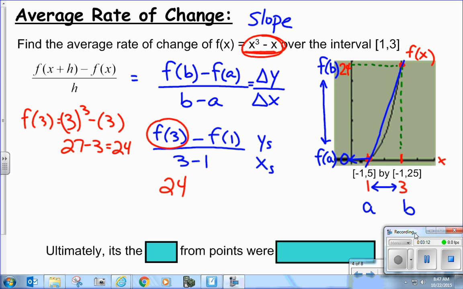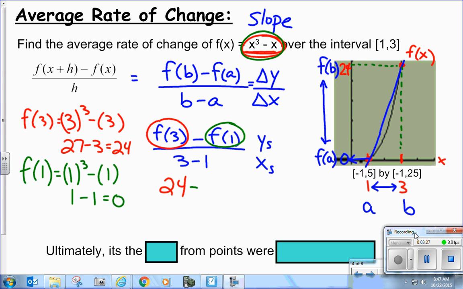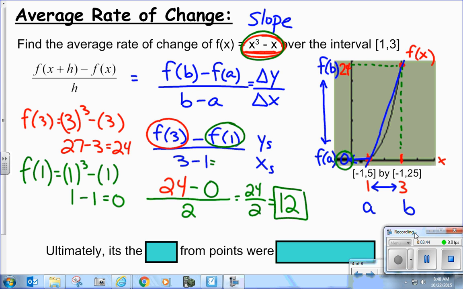Now, what's f of 1? Well, I'm going to put a 1 in here now. F of 1 is 1 cubed minus our 1. 1 minus 1, and that is 0. So I'm going to take away our 0. And that's good, because that's what we came up with on our graph. All over 3 minus 1 is 2. So 24 over 2 gives us 12. That is the average slope on the interval from when x is 1 to when x goes to 3.